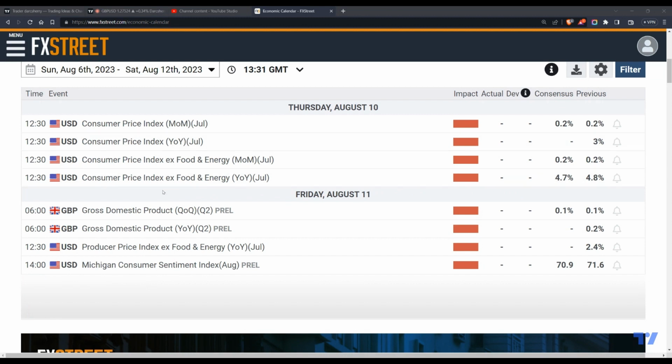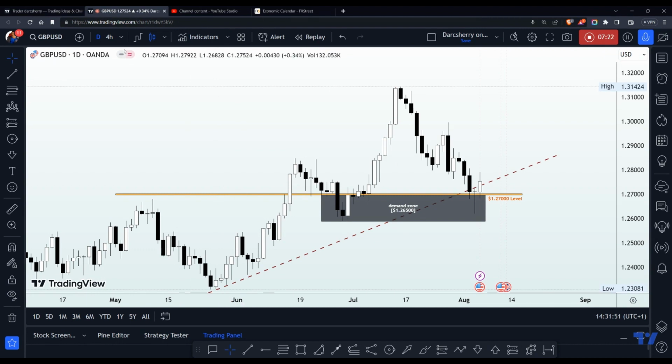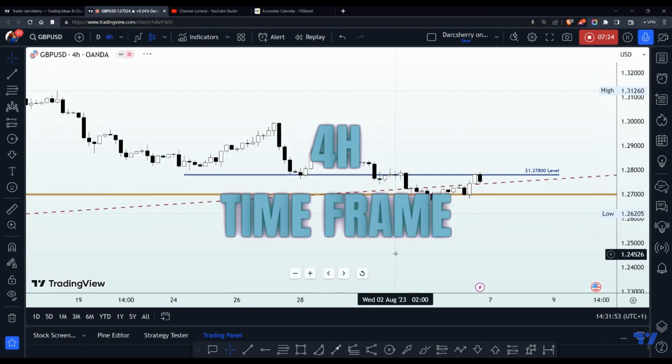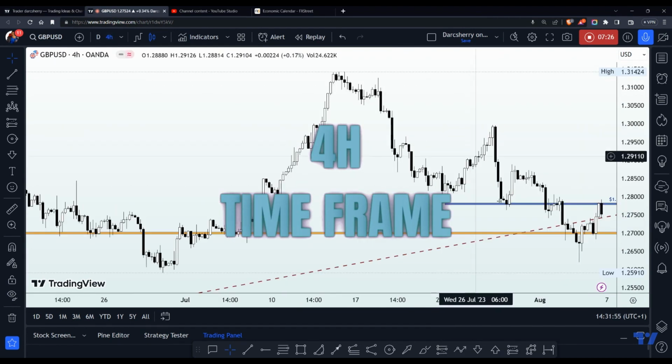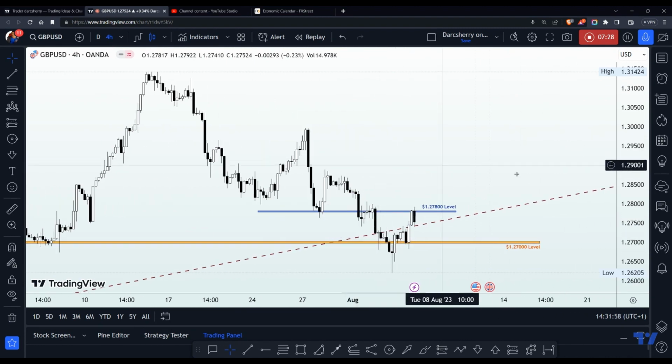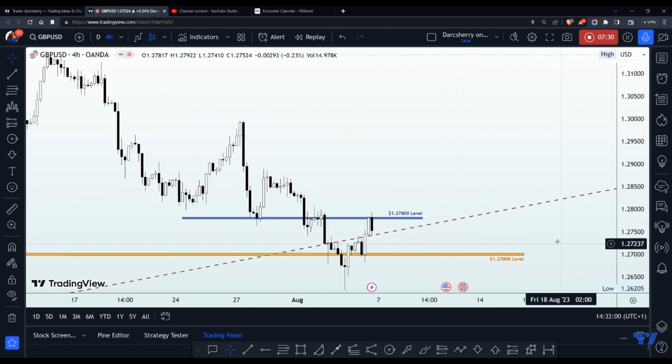Now, with these events, we all know that this will, of course, reflect on the chart as price action. That is the anticipation of these events. So with that being said, we'll go right into the 4 hours time frame where I was able to identify a simple setup that we are going to be using for this week.